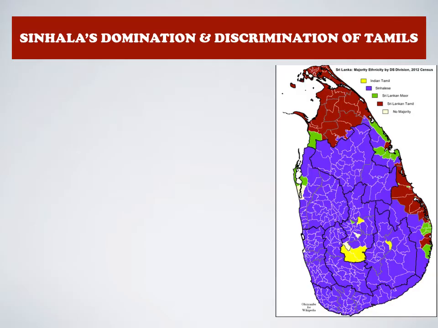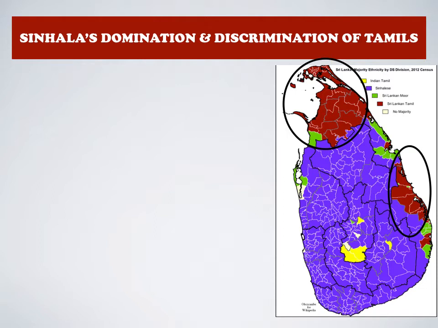All right. So here is a map of Sri Lanka, and these are the areas which were dominated by the Tamils, the north and the east. And as you can see, the purple color is the area dominated by the Sinhalas or the Sinhalese people. Now the Tamils are those people who migrated from India to Sri Lanka during the British rule.